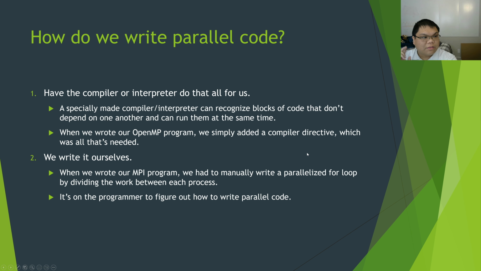Well, there are two main ways of doing this. One is to have the compiler, or the interpreter, do that all for us. So the idea is, if the compiler can recognize blocks of code that don't depend on one another, when that compiled program executes, the program will basically just run those blocks all at the same time. The second option is we have to sit down, think about it, and we write it all ourselves.